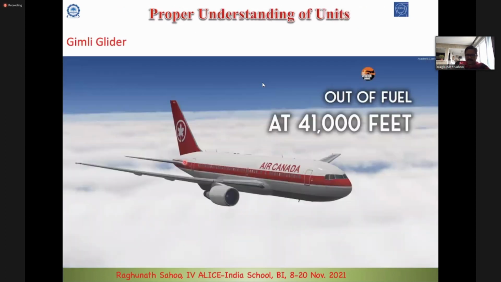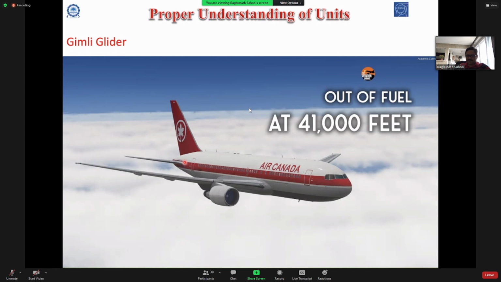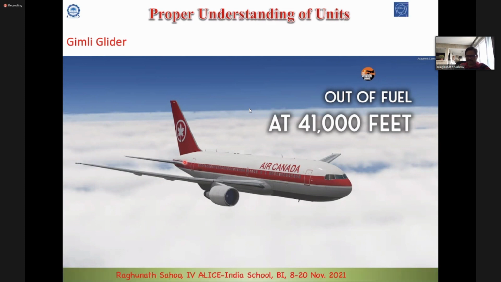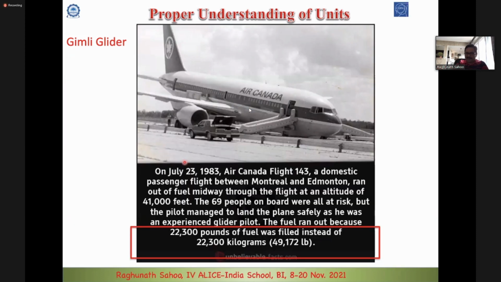I will convince you by taking a practical example. How many of you know that there was a flight crash landing, I would say? If you Google it, it is the Gimli Glider. This airplane went out of fuel almost in mid-air, at almost 41,000 feet. How many of you know? I cannot actually see your hands raising, but anyway, a few of you at least may know this happened. And this happened because of a reason which you will laugh at, but there is nothing to laugh at.